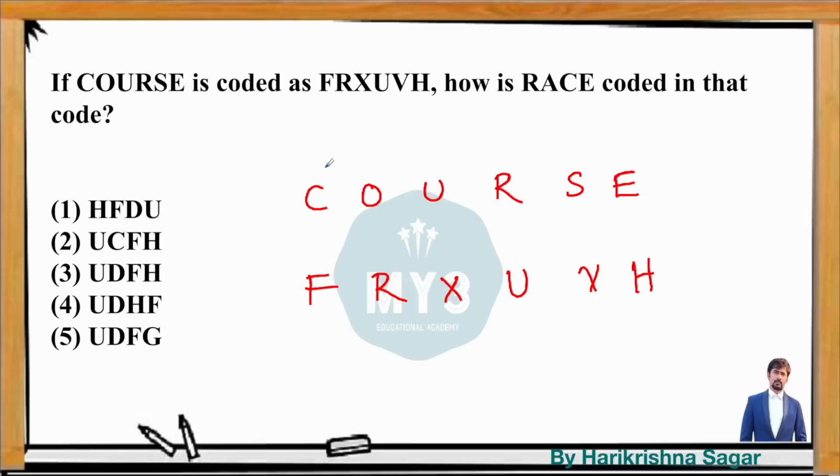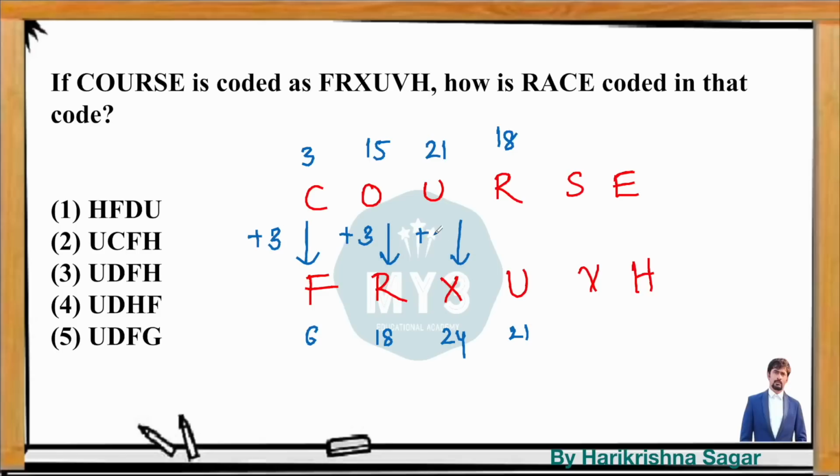So what is C position? C position is 3, F is 6, O is 15, R is 18, U is 21, X is 24, R is 18, U is 21. So what is happening? 3 becomes 6, there is a 3 increase, 15 becomes 18, there is a 3 increase, 21 becomes 24, a 3 increase, 18 becomes 21, 3 increase, and so on. In a similar way, the question is what is the code for race.